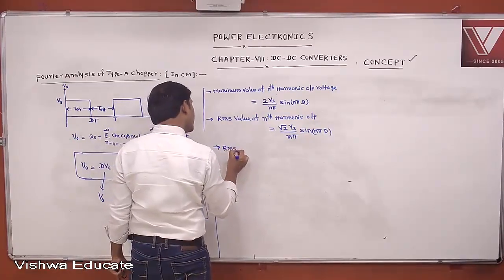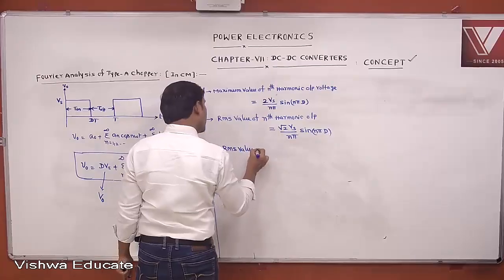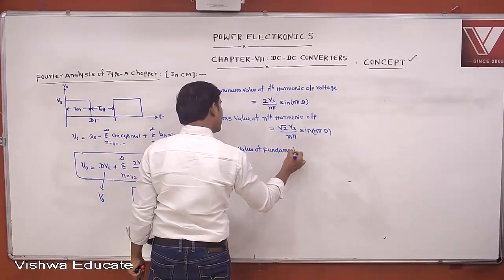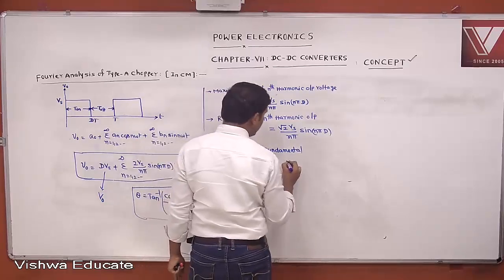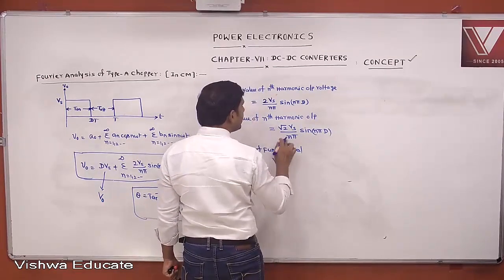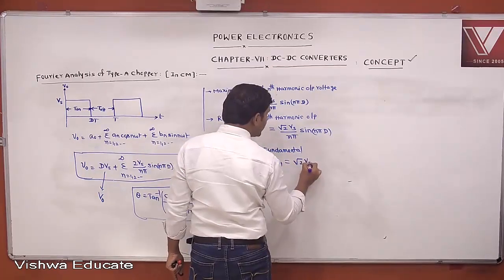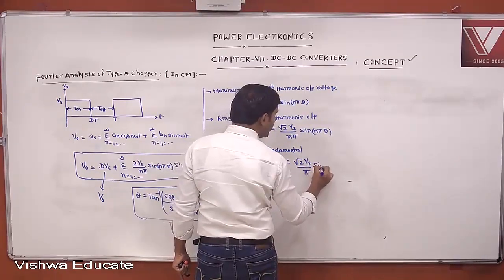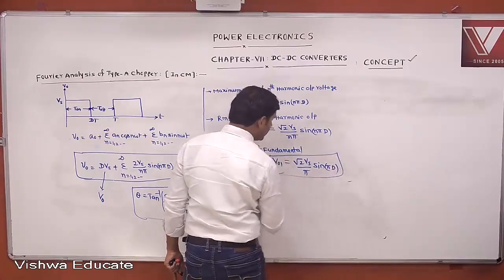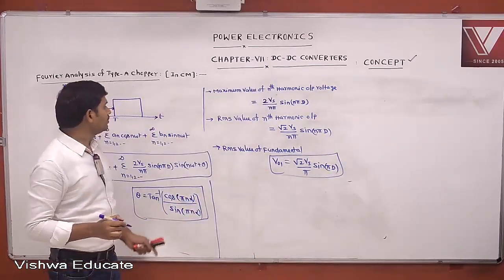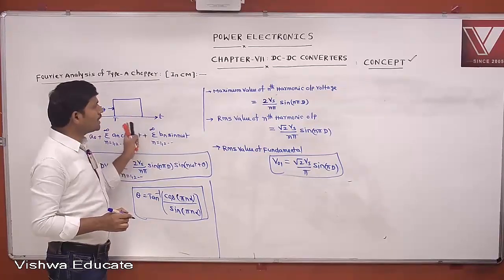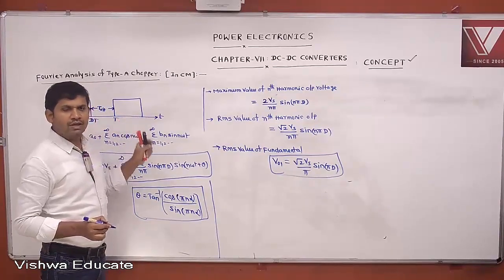What is the RMS value of fundamental? This is V01, you take n equal to 1: root 2 Vs by pi into sin pi d. N equal to 1 you substitute. This is the RMS value of fundamental. That means the output voltage of type A chopper consists of harmonics.